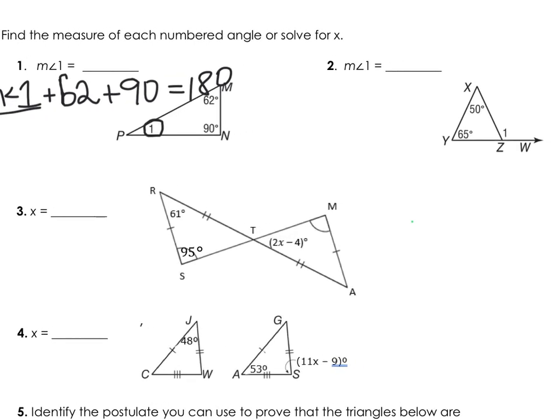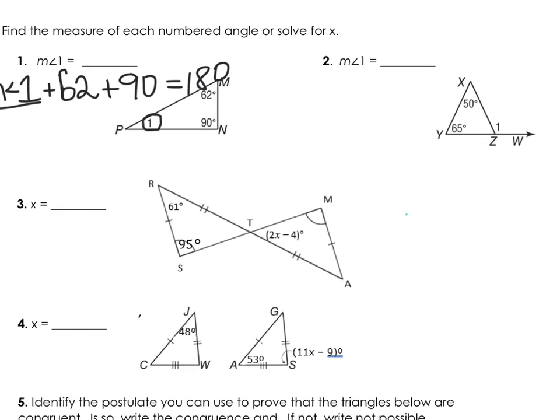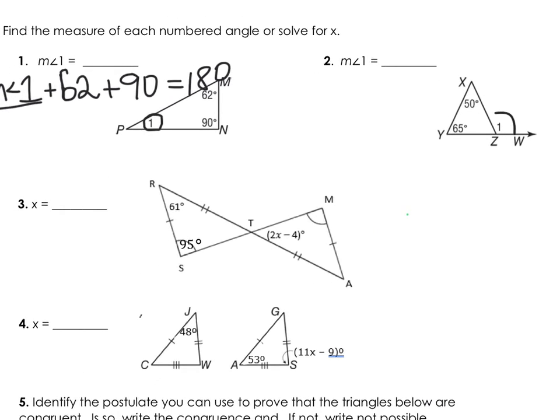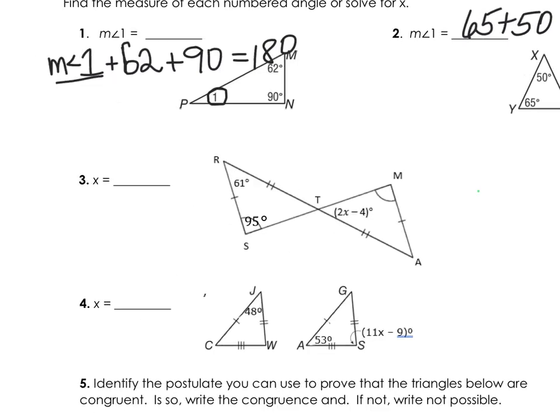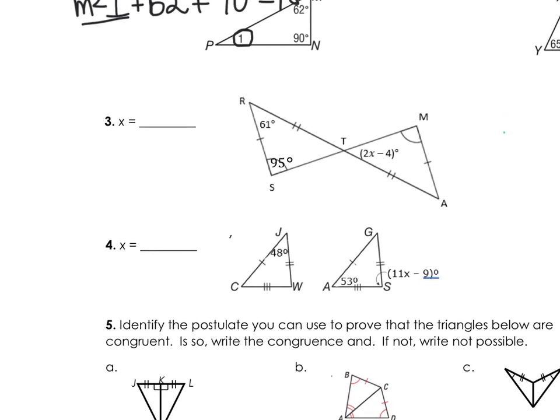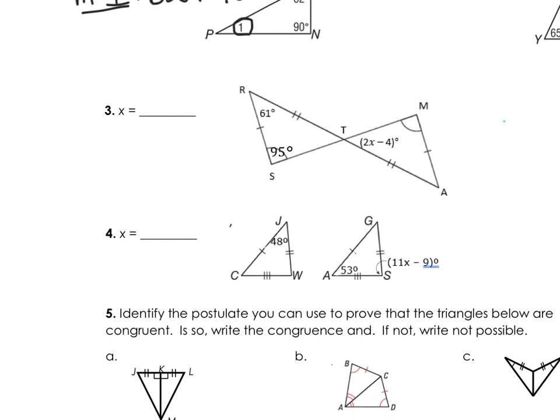All right, so for number 2, this is an exterior angle. And so we know that this angle 1 is going to equal 65 plus 50. All right, let's look at the next one. Feel free to pause if I'm going too fast.